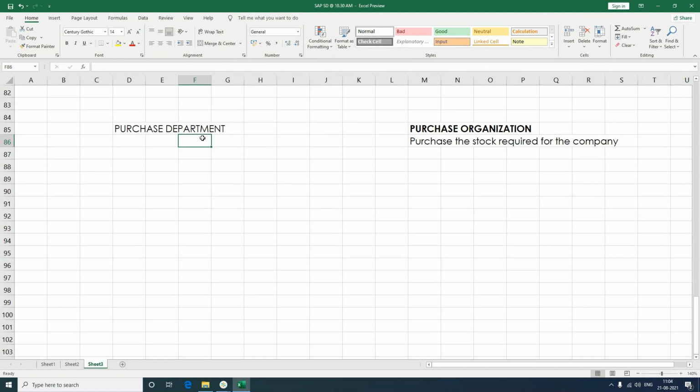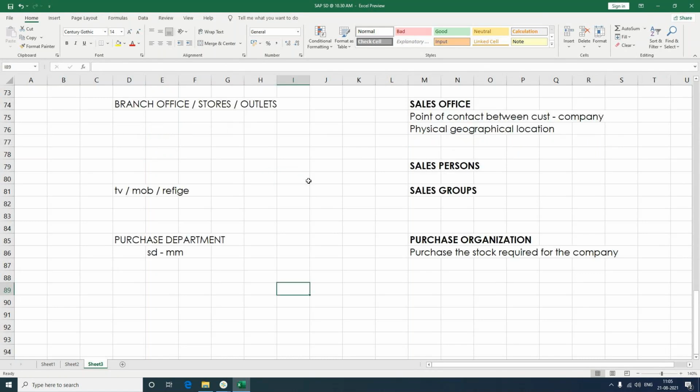So why do we need to understand this particular term? Because we are going to be working with SD-MM integration topics in the future. There we are going to be using this particular term, purchase organization: how to use it, what is the use of it. So for that we need to know this one, purchase org. Okay.